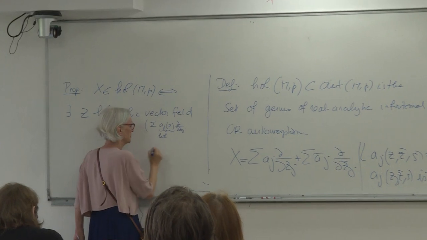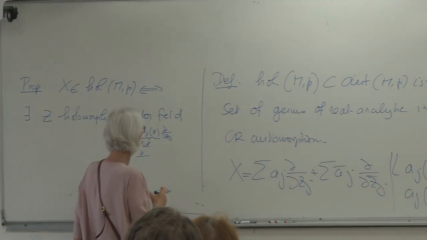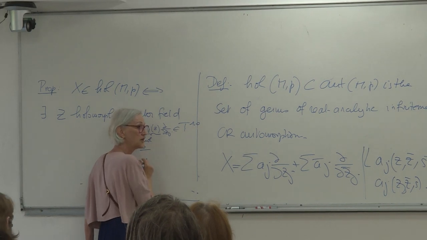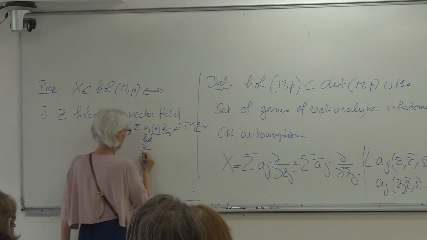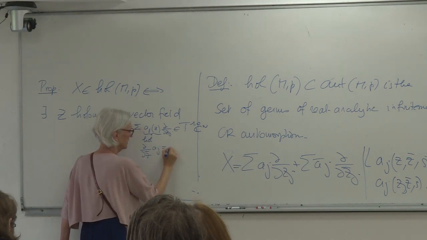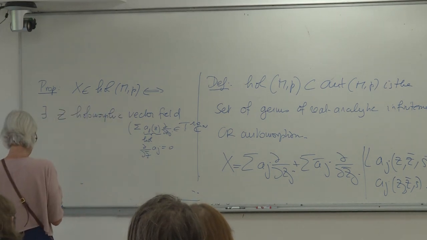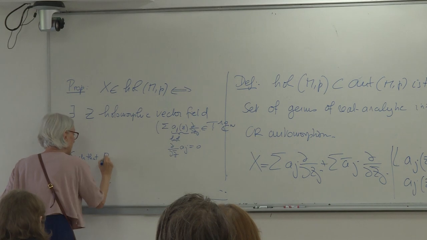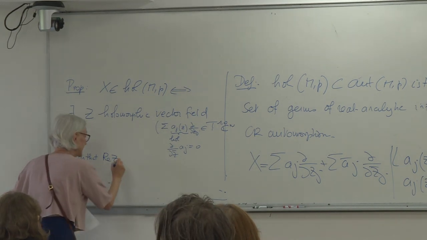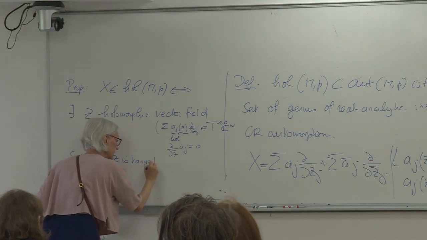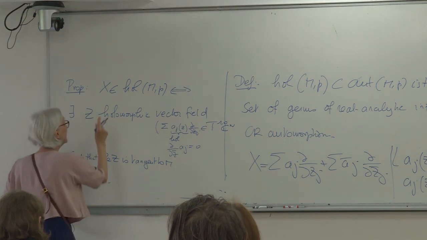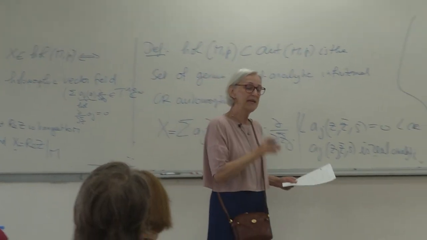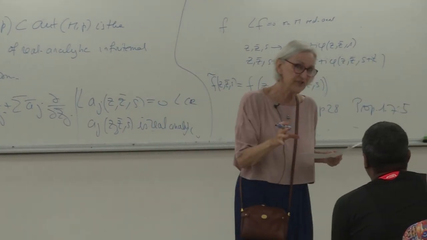It's a holomorphic function. There is no dz bar, there's nothing. No, holomorphic vector field. So it's a holomorphic vector field such that the real part of Z is tangent to M and my X is given by the real part of Z restricted to M. You see? That means that X is a real part of a holomorphic vector field restricted to M.